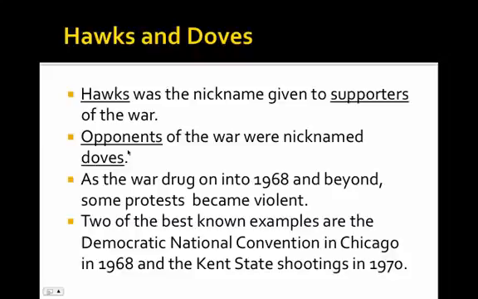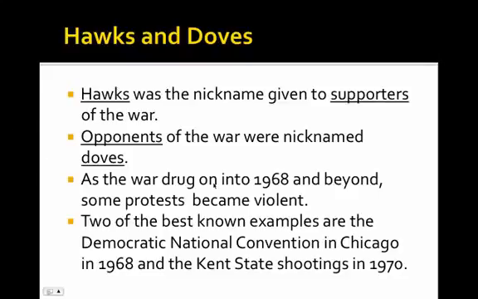And there started to be kind of a whole vocabulary built around the opposition to the Vietnam War. Hawks was the nickname given to supporters of the war, whereas opponents of the war were nicknamed Doves. So you get the Hawks and the Doves, and you still hear people use those nicknames for people who are for any war or against any war.